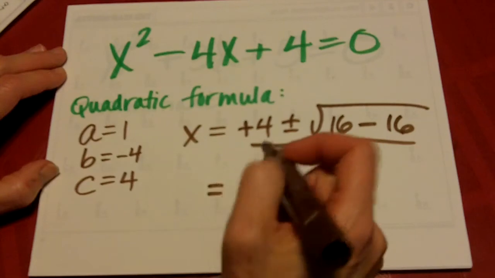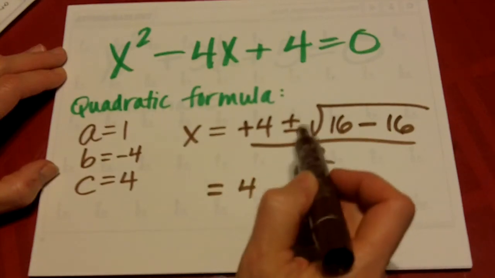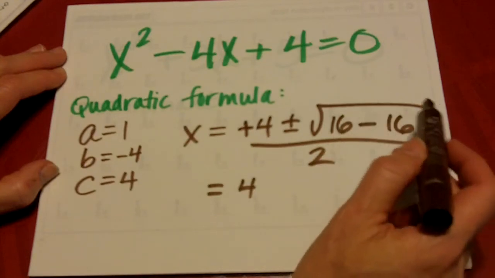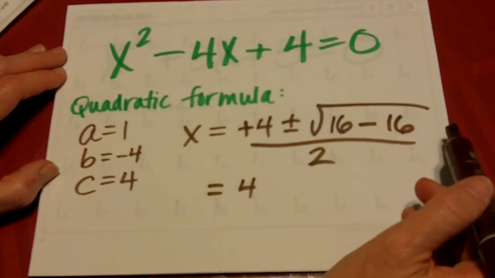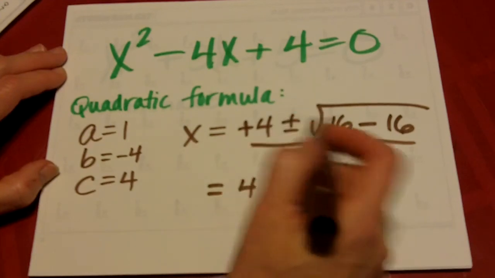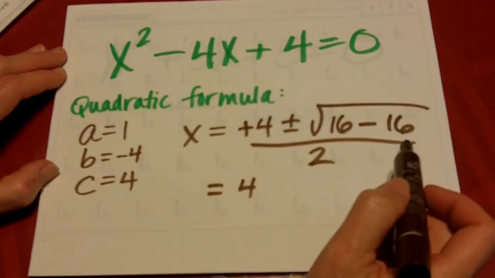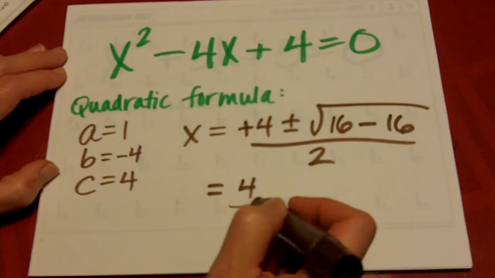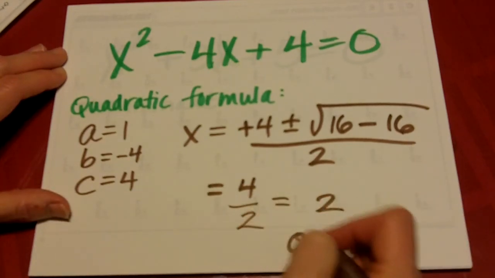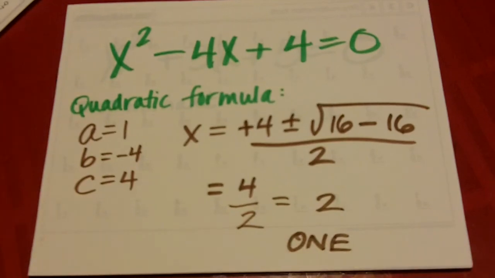Okay, now if you look, we get 4 plus or minus nothing, right? Because now we have the square root of 16 minus 16, which is simply the square root of 0, which again is 0. So we don't have to worry about this plus or minus the square root of anything. It's gone. So we simply have 4 over 2, which equals 2. Okay, so we got one solution.